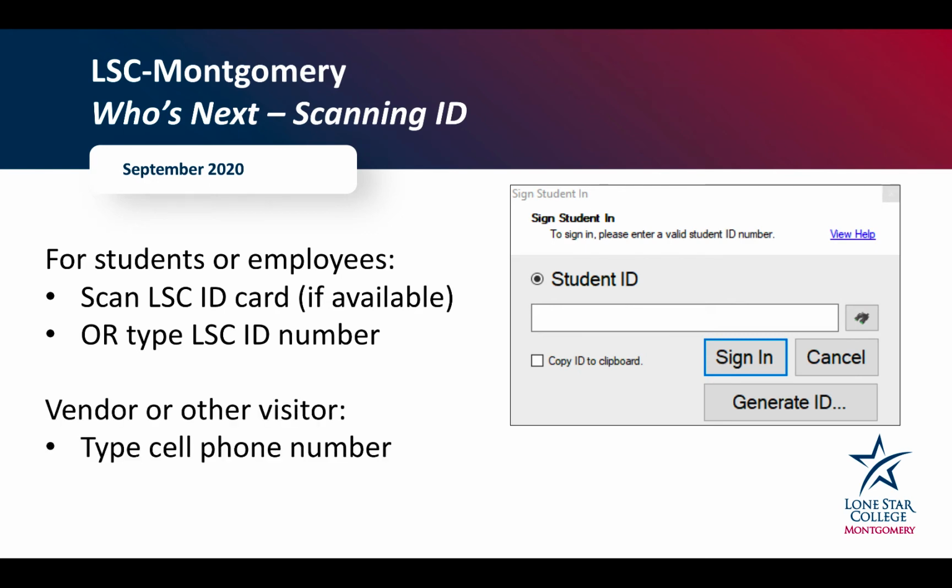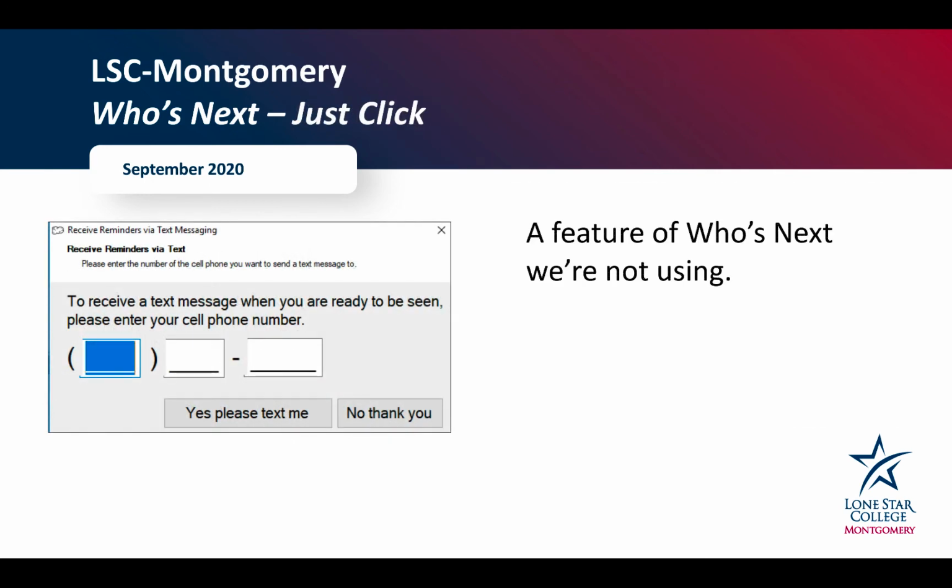If it's a vendor or other visitor who doesn't have an LSC ID, all you have to use is their cell phone number, because that'll give them a unique identifying code so that we can look them up later. Once that's in, you can click Sign In, and then this window pops up, which is a really neat feature inside of Who's Next. If you're going to have somebody wait off in a waiting area, we're not using it, so all you have to do in this case is skip it by clicking No Thank You.